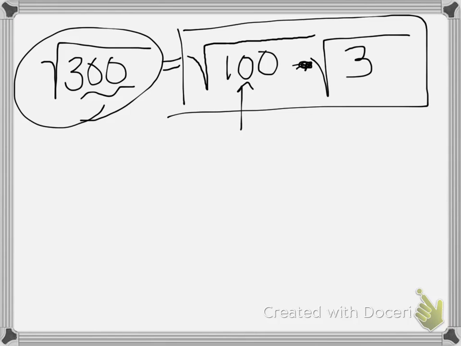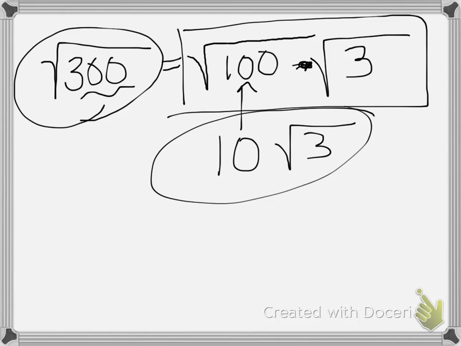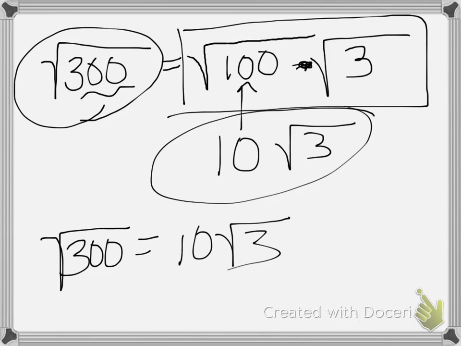So I know that the square root of 100 is 10. But I can't do anything with the square root of 3. So I just leave it. Now some of your calculators, there's different modes. And you can put them in a mode that when you type in square root of 300, it will give you 10 square root of 3.